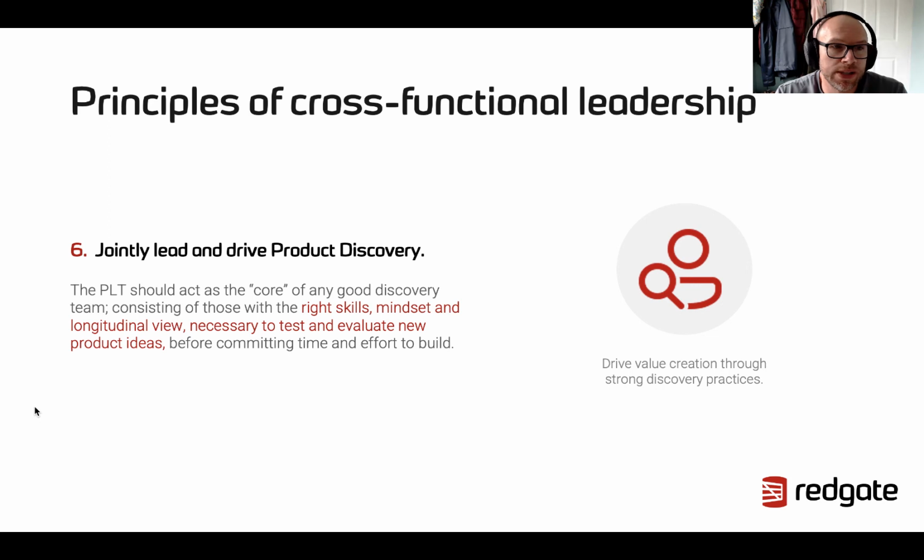Number 6, jointly lead and drive product discovery. The PLT should act as the core of any good discovery team, comprising those with the right skills, mindset, and longitudinal view necessary to test and evaluate new product ideas. This should see the PLT collaborating upstream, testing ideas and shaping concepts, while the wider team determines the exact shape of a solution and focuses on execution. The PLT, therefore, is responsible for owning and driving a pipeline for learning and a backlog of experiments. Their job is to help reduce uncertainty, mitigate risk, and determine what to build before the teams start building it.